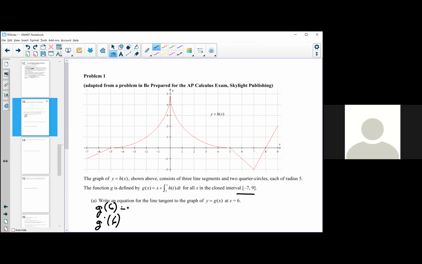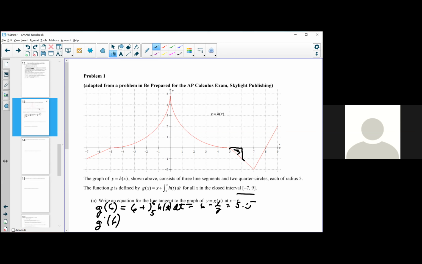So how do I find g of 6? Well, I substitute x equals 6 in the formula for g. It's 6 plus the integral from 5 to 6 of h of t dt. I look up here at my graph of h. I need to integrate h from 5 to 6, and I notice that the graph is linear and below the x-axis. So I need the area of that little triangle, and then realizing that I'm integrating a function that's below the x-axis, I'm going to get a negative value for that integral. So this is going to be 6 minus 1/2, or I could write that 5.5.